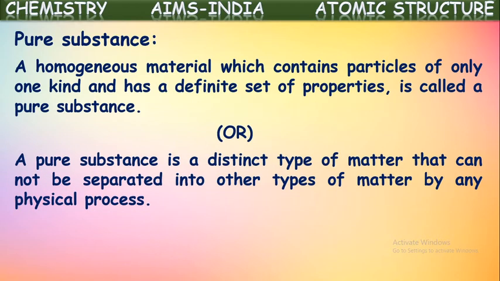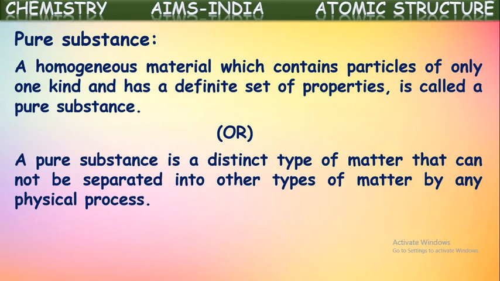Or it can be defined another way also. A pure substance is a distinct type of matter that cannot be separated into other types of matter by any physical process. Yes, it is also a definition of pure substance. For example, if we take sugar, sugar is a pure substance. It cannot be separated into different other materials or other matter by any physical process.